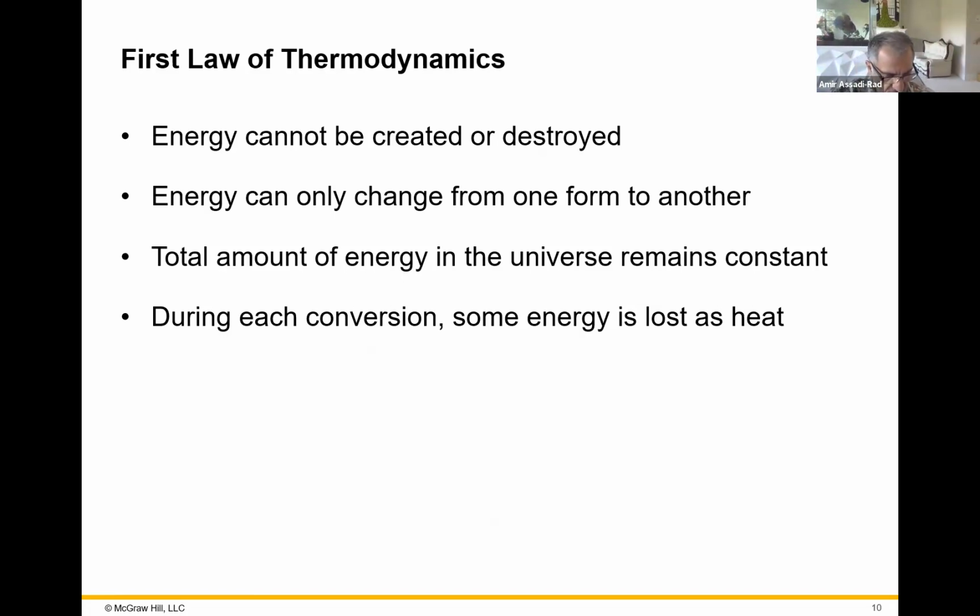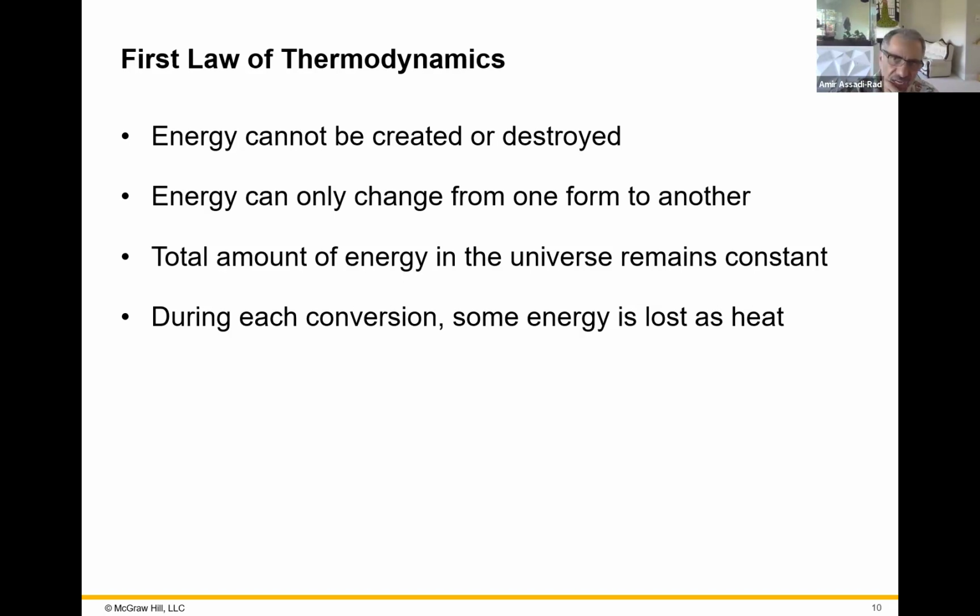But energy is not created nor destroyed. Energy can only change from one form to another. If this is gasoline, and I put it in my car, the chemical energy in here is switched from chemical energy to mechanical energy. The total amount of energy in the universe remains constant.